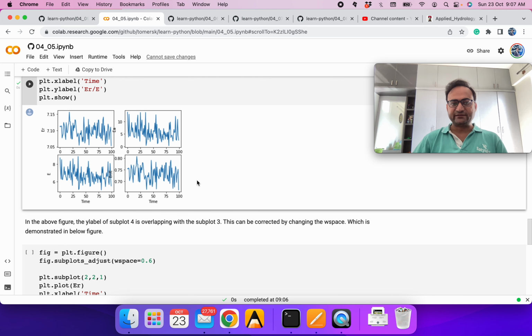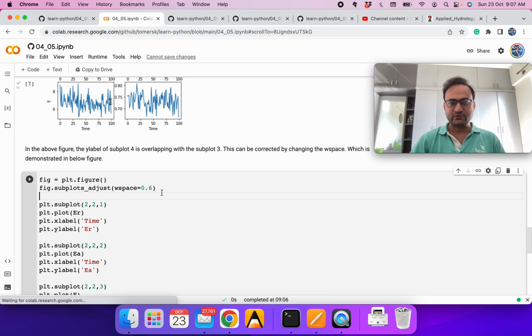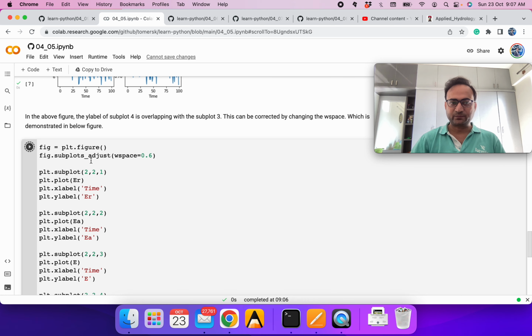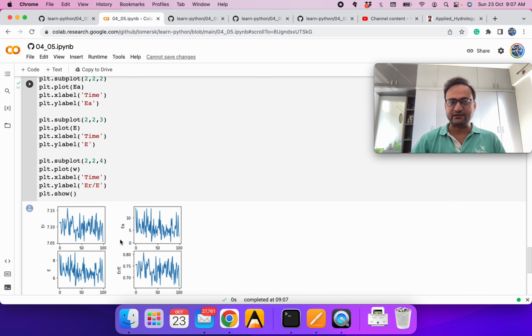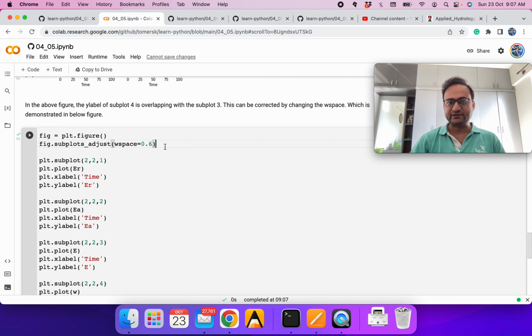So one more thing you can see in this: look at the value of EA, which is our Y label for this, and this is our ratio of ER by E, or our weight. We cannot read these clearly because there is an overlap. So we can use one functionality, subplots adjust, and we will create so much space. So you can see now there is more space, so we can read very clearly. So you can play with this parameter, try different values, and whatever best fits your subplot, you can choose that number, so that you can clearly read all the labels.